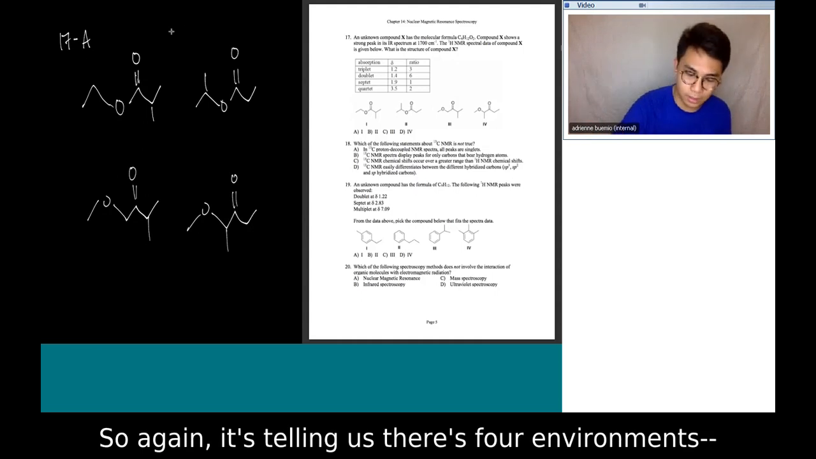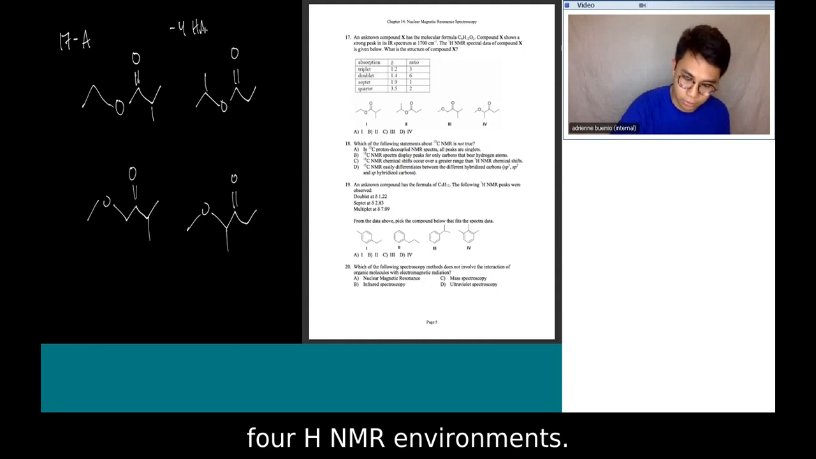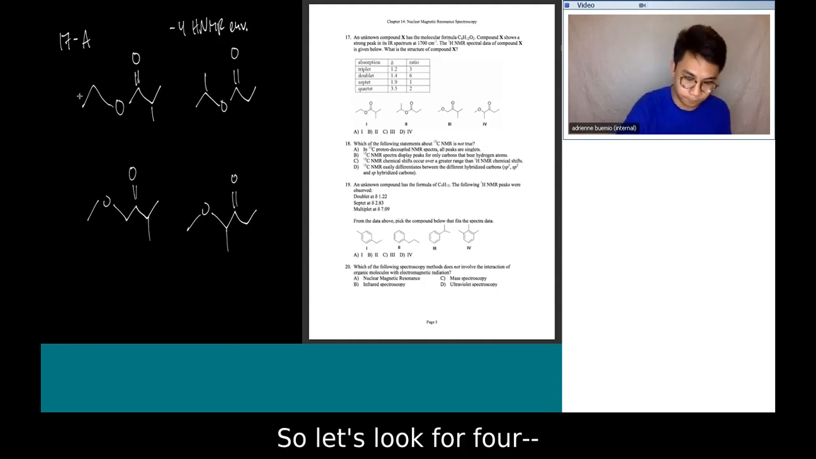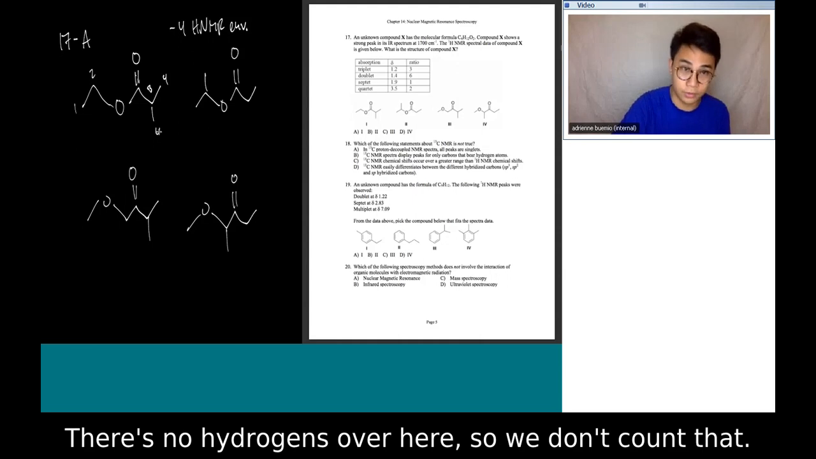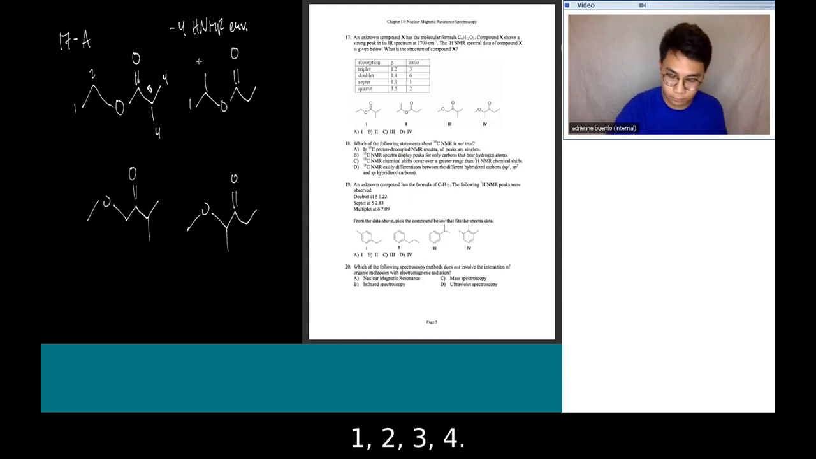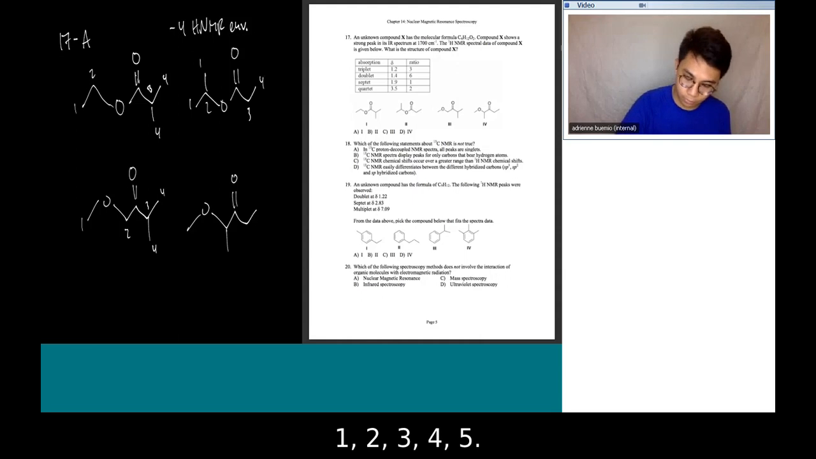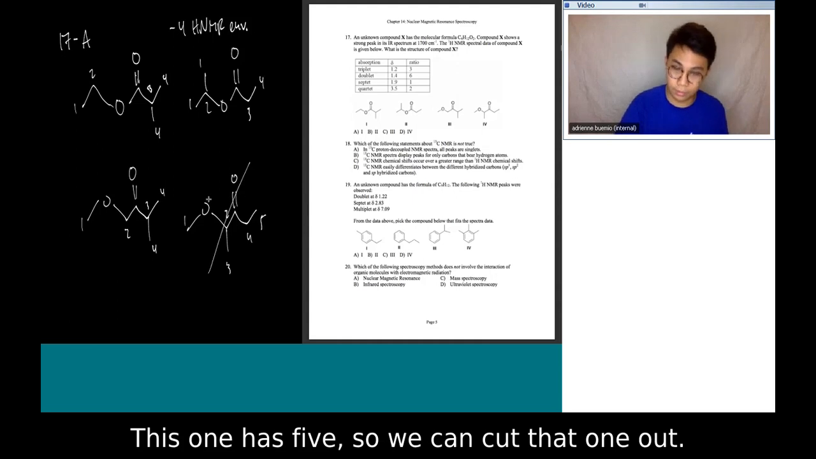So again, it's telling us there's 4 HNMR environments. So let's look for 4. 1, 2, 3, 4. Right? There's no hydrogens over here, so we don't have that. 1, 2, 3, 4. 1, 2, 3, 4. 1, 2, 3, 4, 5. This one has 5, so we can cut that one out, right?